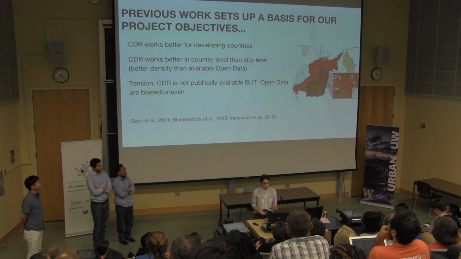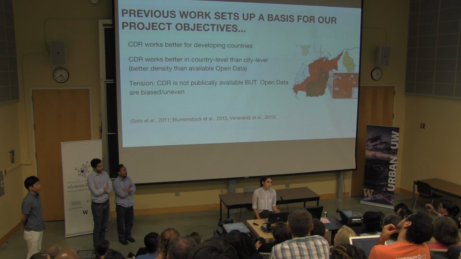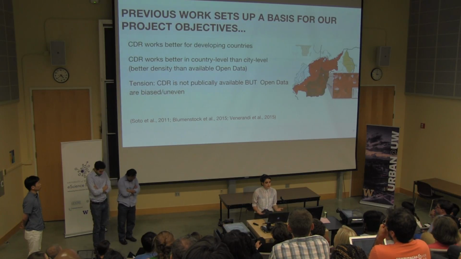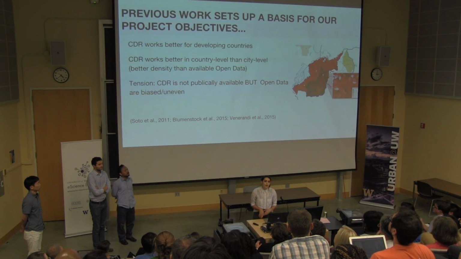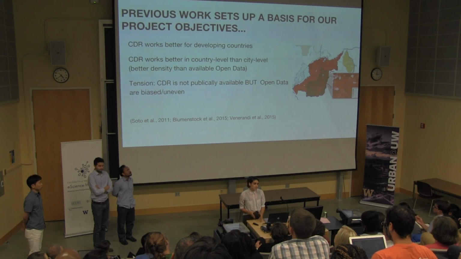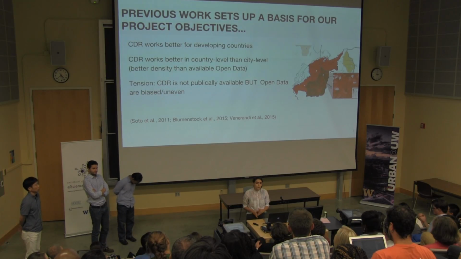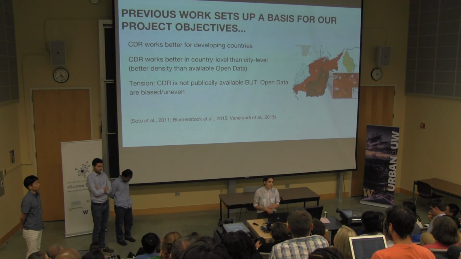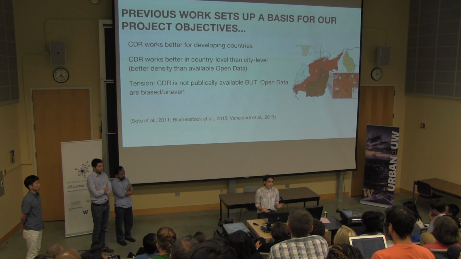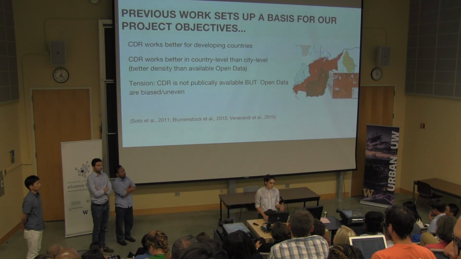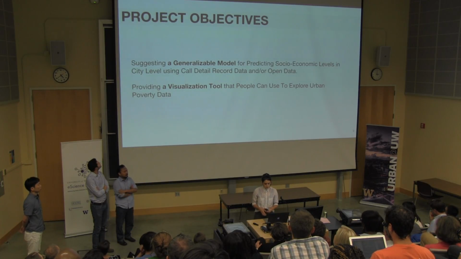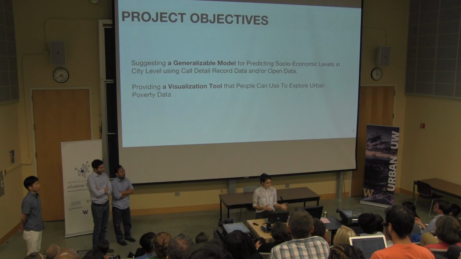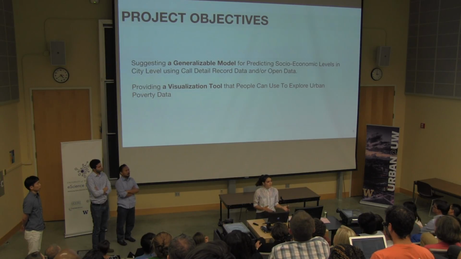And we have this tension that we're dealing with in this previous research where CDR is not necessarily publicly available. Call detail records also often have privacy concerns, and they're collected by private corporations and telecom companies. Whereas open data is often not even: you'll have cities that might not have full coverage on OpenStreetMap, so we have this tension of which one is better when building a model to predict poverty. So our project objective is to suggest a generalizable model for predicting socioeconomic levels in cities using call detail records and/or open data.